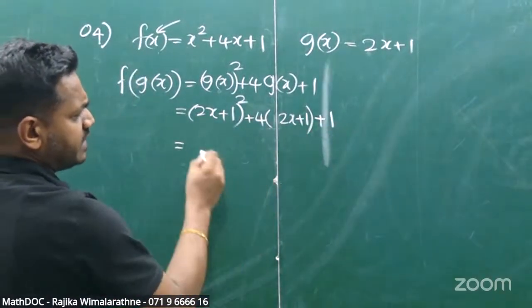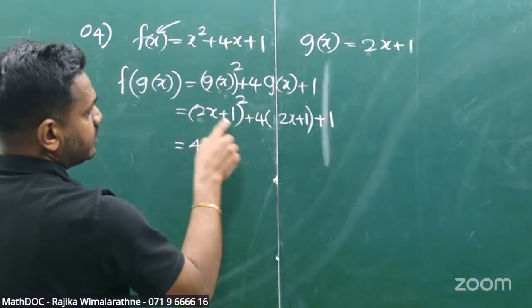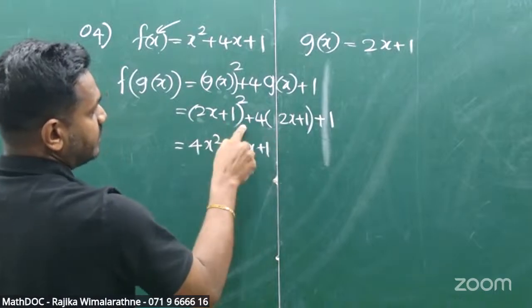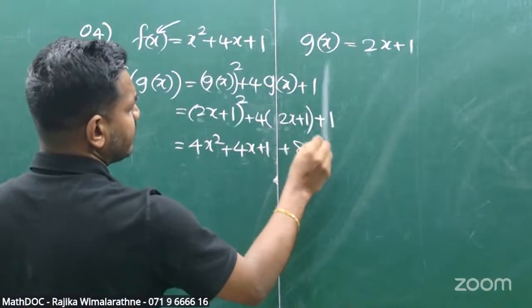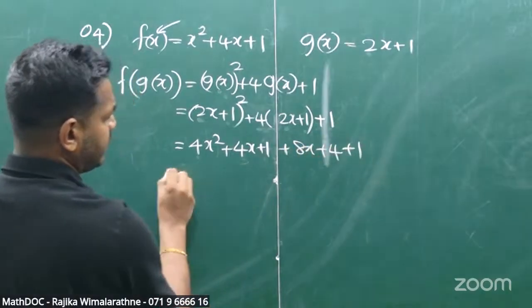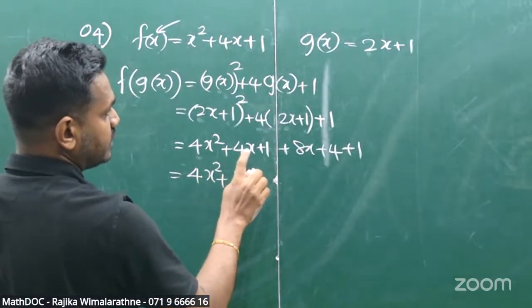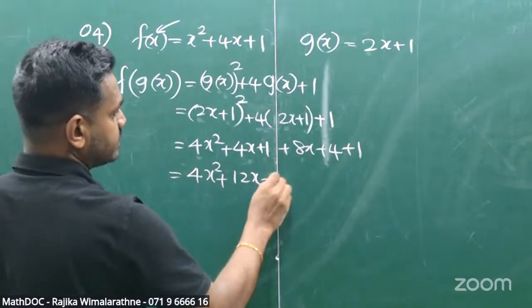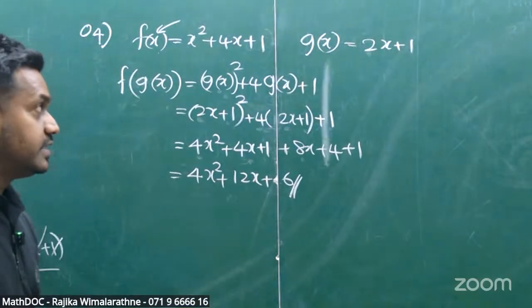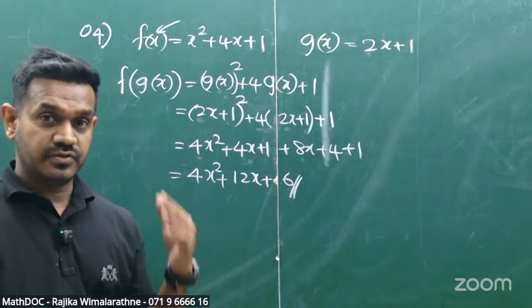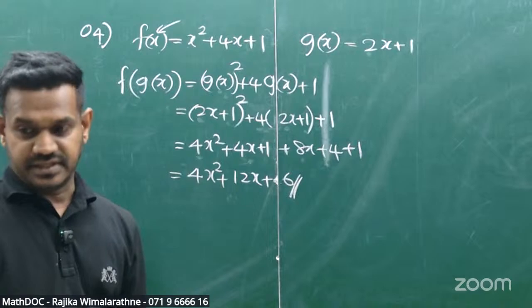Now simplify. Here we have just expansion. Expand, this is a binomial: 4x squared plus 4x plus 1, this binomial expansion, plus 8x plus 4 plus 1. Then the final one, 4x squared plus 12x plus 6. That is f(g(x)). That is again an important thing: g(x) means function of a function, we need to put g(x) inside f(x).